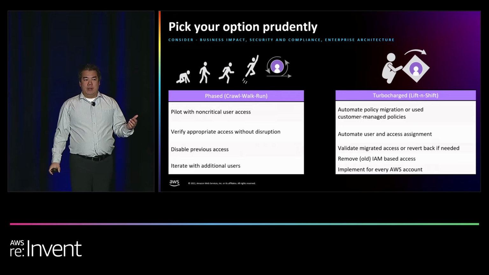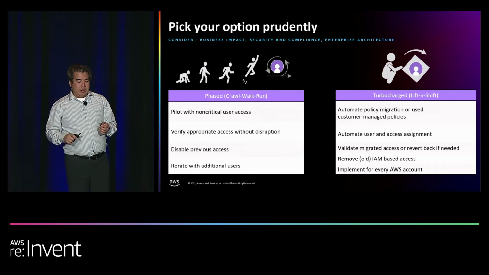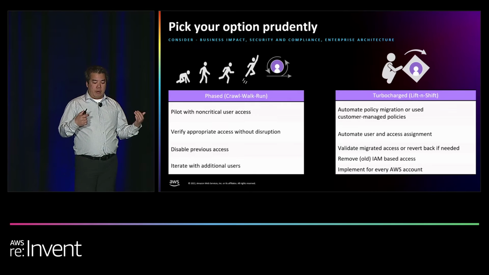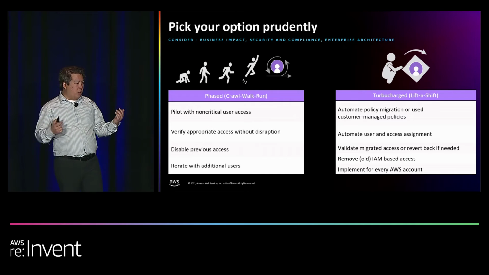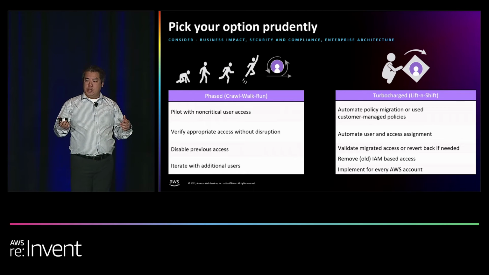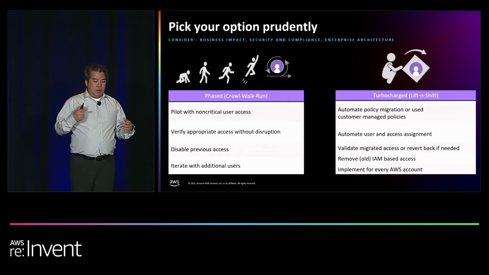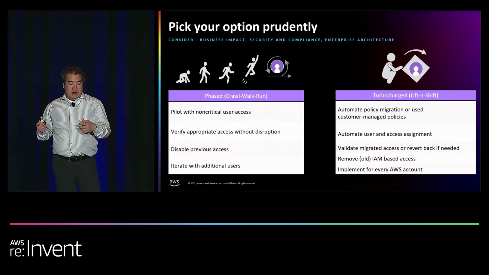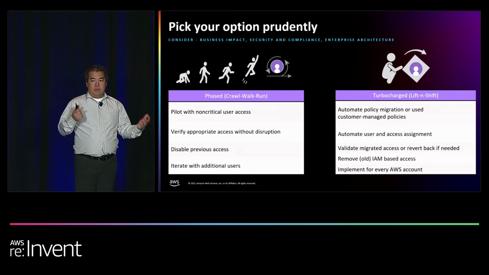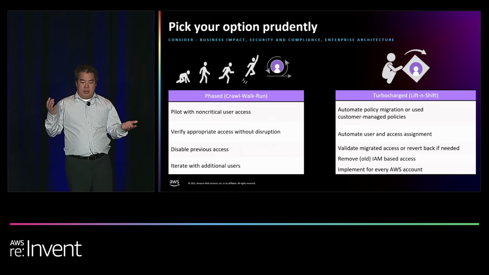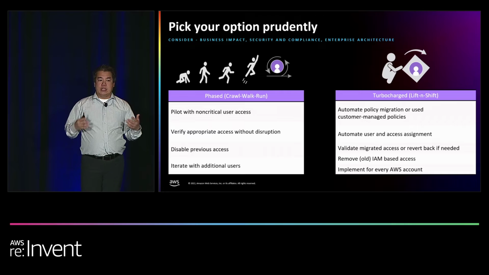Now there's the turbocharged way, lift and shift. This one's going to go much faster, but it's going to require a lot more automation. You're going to automate the policy migration, or you're going to use customer managed policies, the feature that I mentioned earlier. Being able to reuse policies that already exist will save you a lot of time in this situation. You will also need to automate the user and access assignments, and then of course you're going to do this in bulk. Now you have a bulk amount of users who have access to both methods, and you're going to need to validate that they've been migrated correctly. And at some point, you're going to have to disable access to the old one so that all your users are on Identity Center.